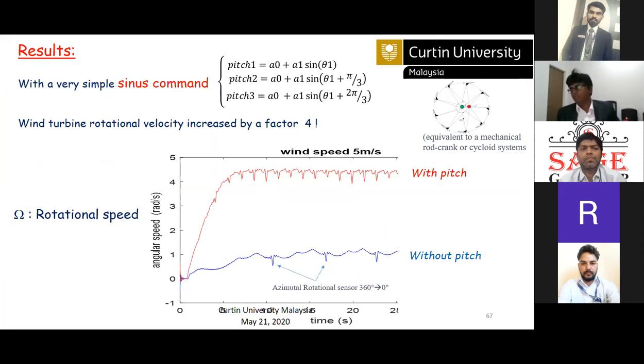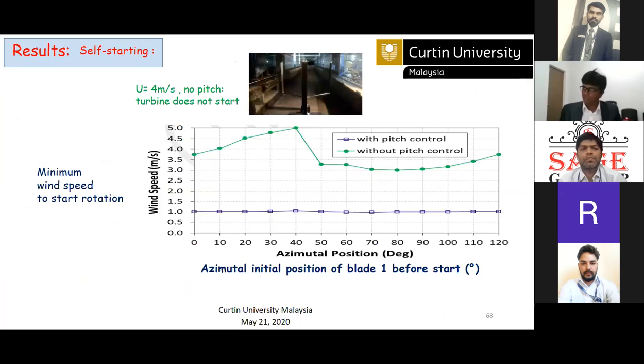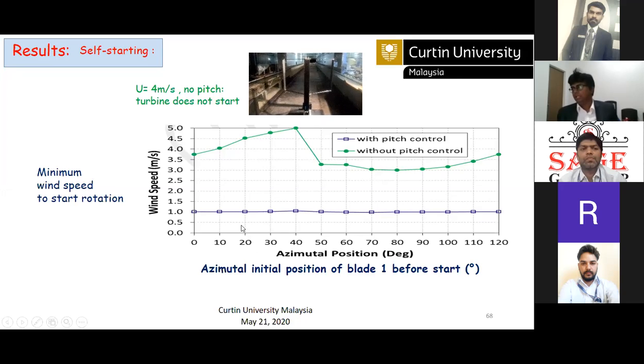When we did the pitch control, the rotational speed we got was a good amount, however it was small because it was the initial phase of experiments. Then we tested the starting control of the vertical extrusion turbine, and you can see here with the pitch control, the blue line, the starting is obtained at almost 1 meter per second for all azimuthal angles.